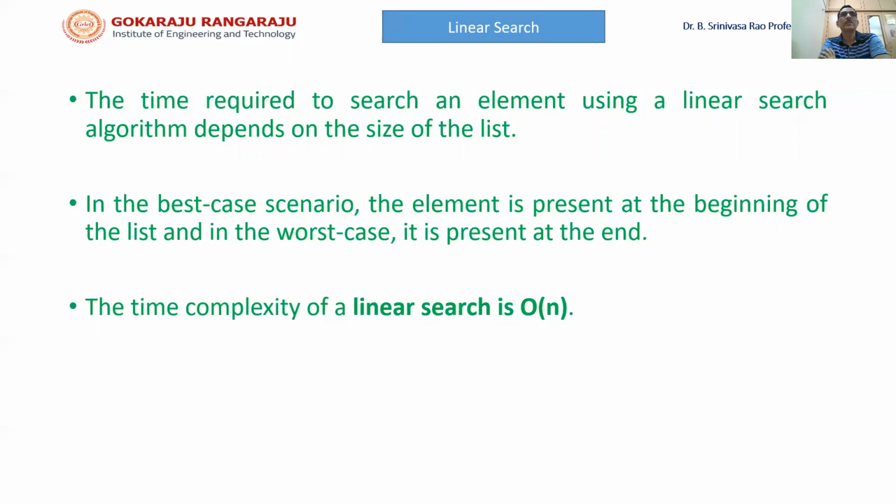The time required to search an element using a linear search algorithm depends on the size of the list of elements. In the best case scenario, the element is present at the beginning of the list, and in the worst case, it is present at the end. The time complexity of a linear search is big O of N.